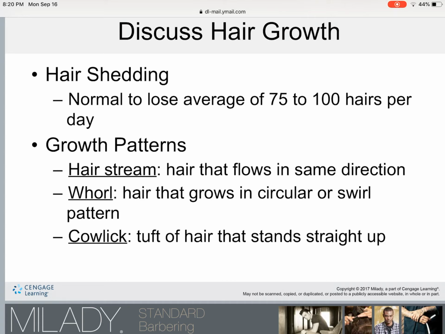Now, a cowlick is a tuft of hair that stands straight up. Cowlicks are usually most noticeable at the front hairline, but they may be located anywhere on the scalp. Style should be chosen to minimize the upright effect of the cowlick. So when you analyze the hair and you find a cowlick, you may want to leave it a little longer, or do something to avoid those cowlicks.